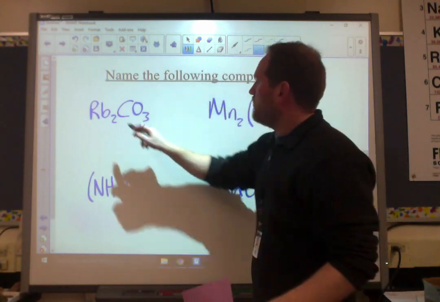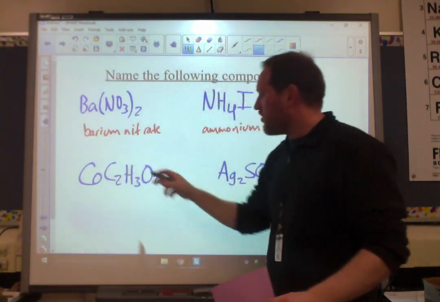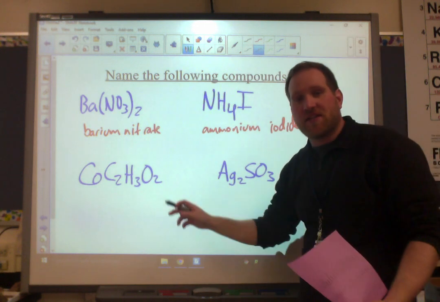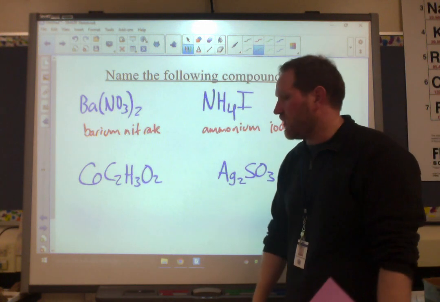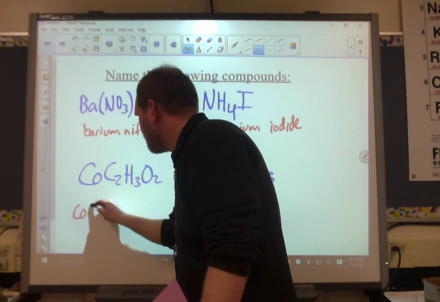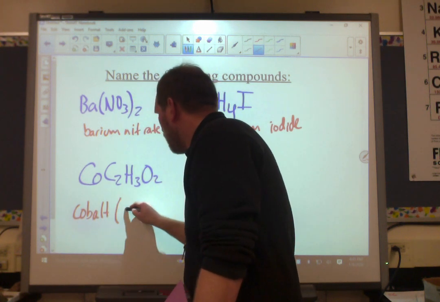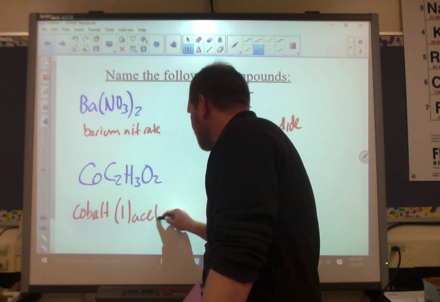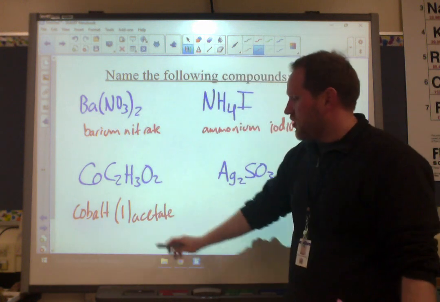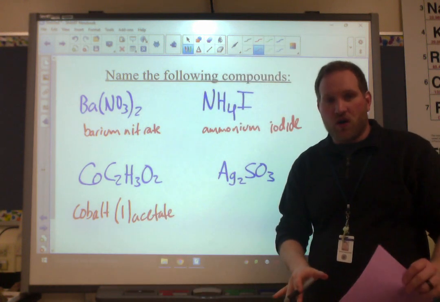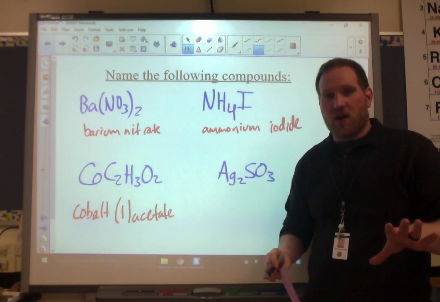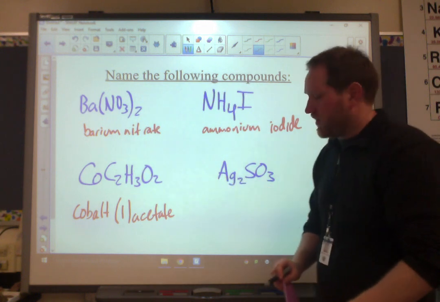Okay, so we have one cobalt bonded to one acetate. Acetate is -1. Cobalt must be +1, which gives us cobalt(I) acetate. And no, you do not leave out the I if it's a 1. A lot of times we don't write 1s, but this time you have to write the I there.